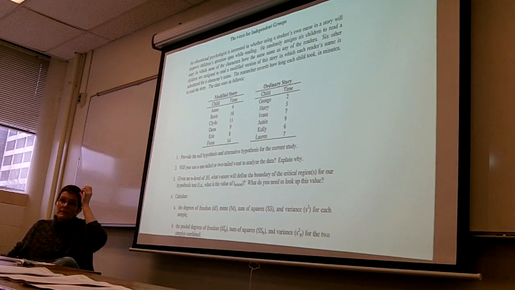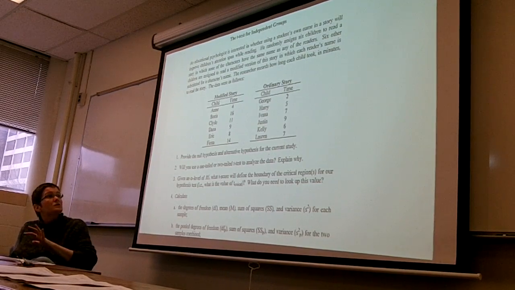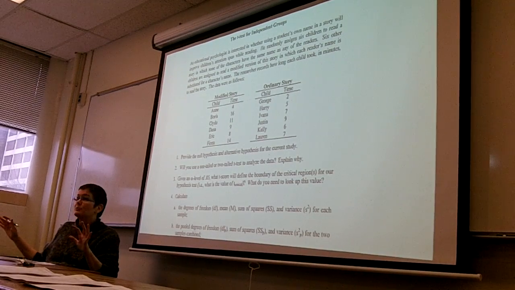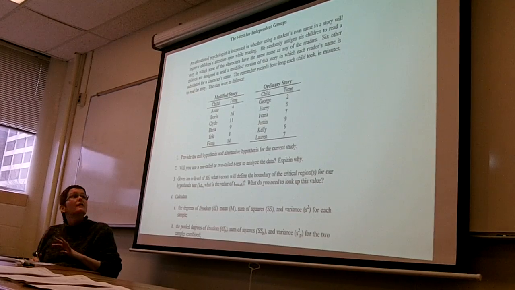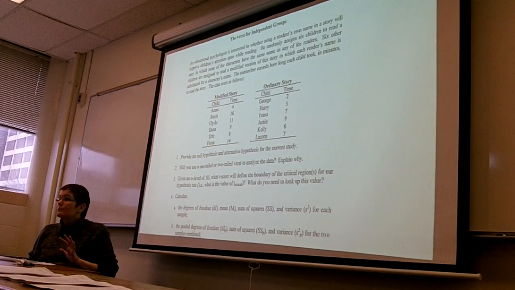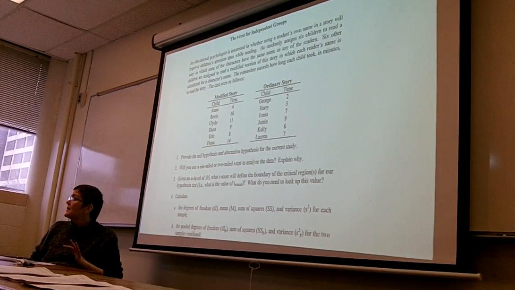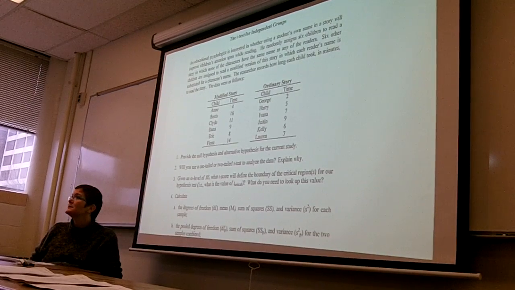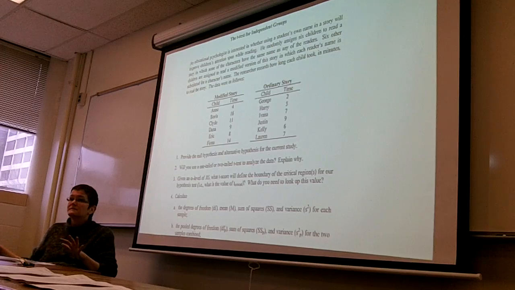So the researcher has two groups of kids. Okay? It's independent samples, right? Two totally separate groups of children. Okay? They're all about the same age and about the same level of reading skill. And they've been randomly assigned into their different groups.